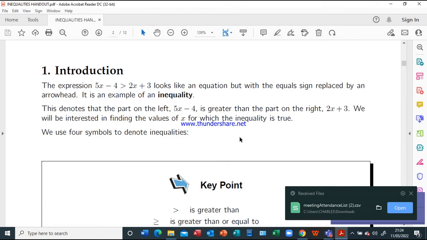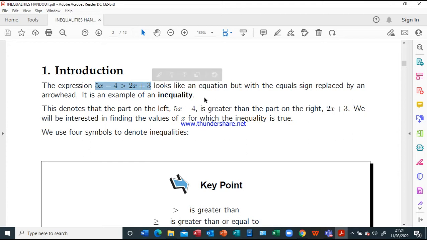Right. So I have 5x minus 4 is greater than 2x plus 3. That is what we call an inequality. The left hand side is 5x minus 4. The right hand side is 2x plus 3. Okay? Now, our task using the algebra method is to ensure that the unknowns are on one side and the constants are on another side. So we solve using the same method of solving equations.